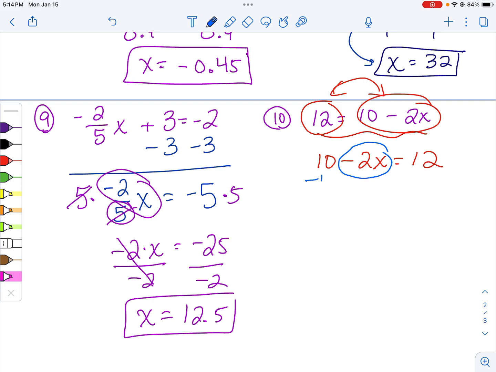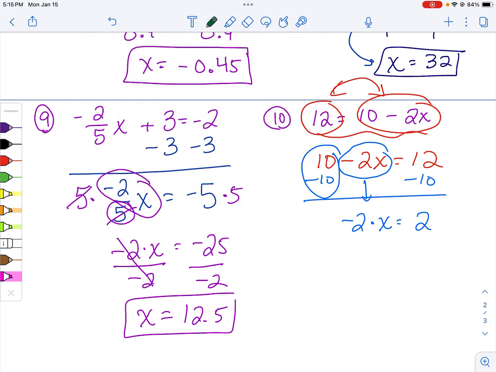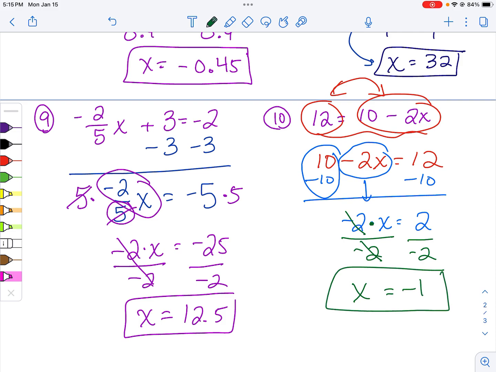So what we need to move to the other side is that 10, or just the number. So since it's a positive 10, I'm going to do minus 10 to both sides. So here I get 10 minus 10, which is 0. So I'm just left with negative 2 times x, or negative 2x. And then 12 minus 10 is 2. Okay, again, this is all about doing the inverse operation, or the opposite of what you would think. So the opposite of multiplication is divide. So I'm going to divide both sides by negative 2. So on this side, negative 2 divided by negative 2 is 1. So 1x is the same as x. And then over here, 2 divided by negative 2 is negative 1. And there's my final answer.